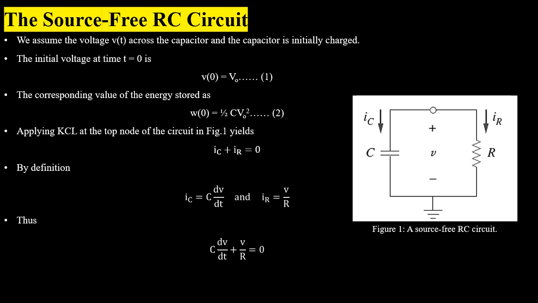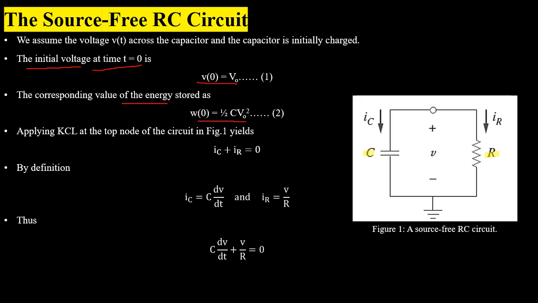Now for source-free analysis of RC circuit given in figure 1, initially a DC source was connected and suddenly it was disconnected. So before the disconnection, the capacitor was initially charged. So the initial voltage stored in capacitor at time t equal to 0 will be V0, and the initial energy stored in capacitor will be half the capacitance of capacitor multiplied by V0 square.